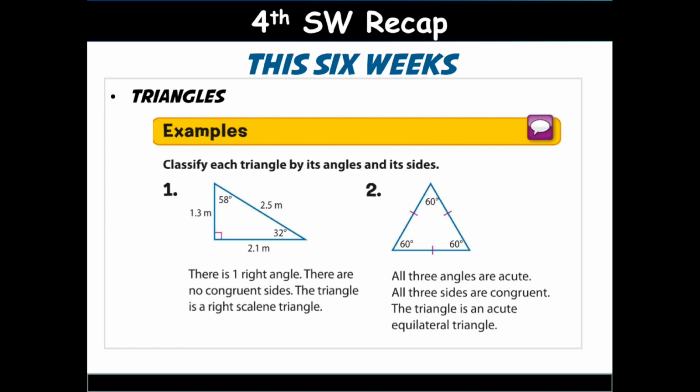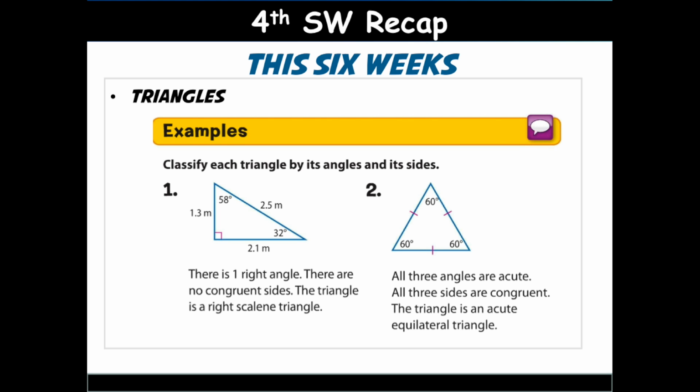Look at these examples right here. If I wanted to classify them, you would look at the triangle's interior and exterior. If you look at the first one, it has a right angle, so it's a right triangle. If you look at the exterior, no sides are equal. They're not congruent, so it is a right triangle and scalene.